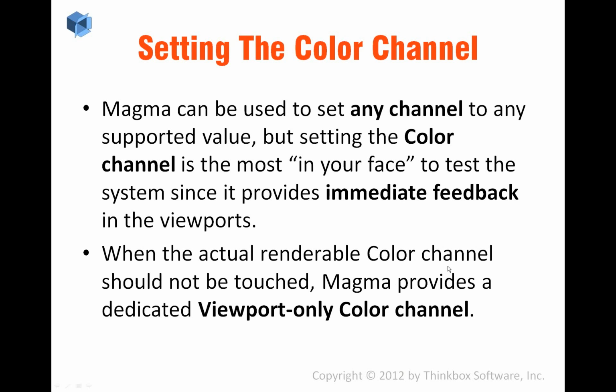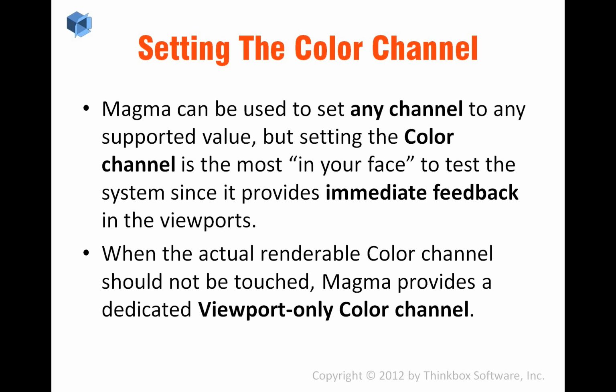I'm going to start with the most obvious thing, how to set a color channel in a particle system. Magma can be used to set any channel to any supported value, but the color channel is the most obvious thing to set because you get immediate feedback in the viewports. So you might find yourself using that just to visualize your data and figure out what is there in the particle system. Even though we have tools to visualize the data in numerical form, it's very convenient to actually see a velocity as a color, or velocity magnitude as a color, or position as a color, and so on.